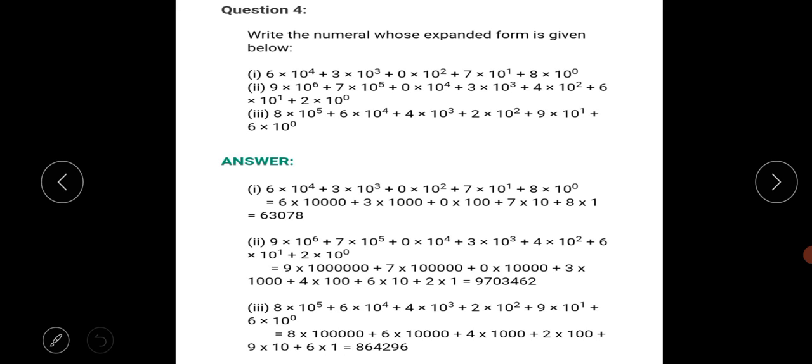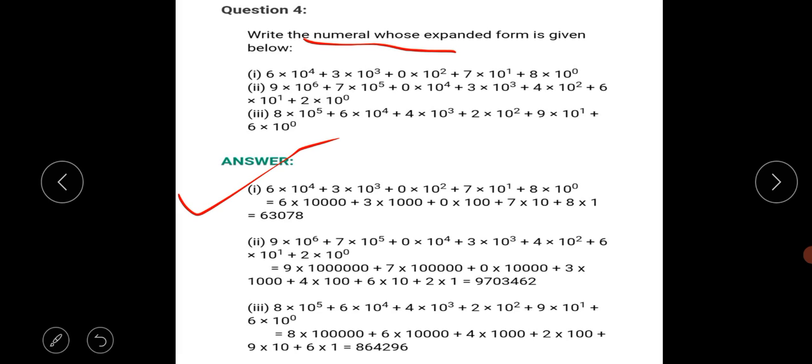Next, the expanded form is given and you have to write it into the numeral form. So 6 into 10 to the power 4 means 6000, plus 3 into 10 to the power 3 means 3000, plus 0 into 10 to the power something, it is always 0, plus 7 into 10 is 70, plus 8 into 10 to the power 0, 10 to the power 0 means 1, that means 8 into 1. When you write it combined, you will have 63078.